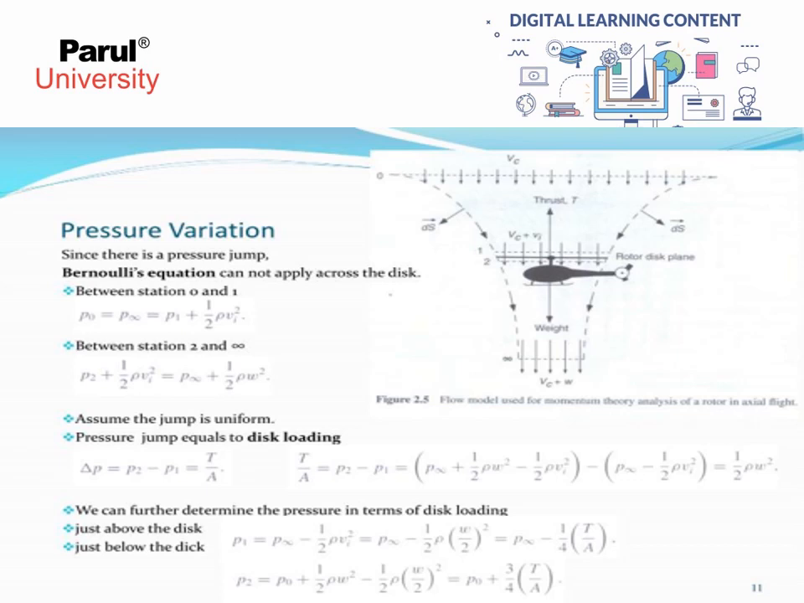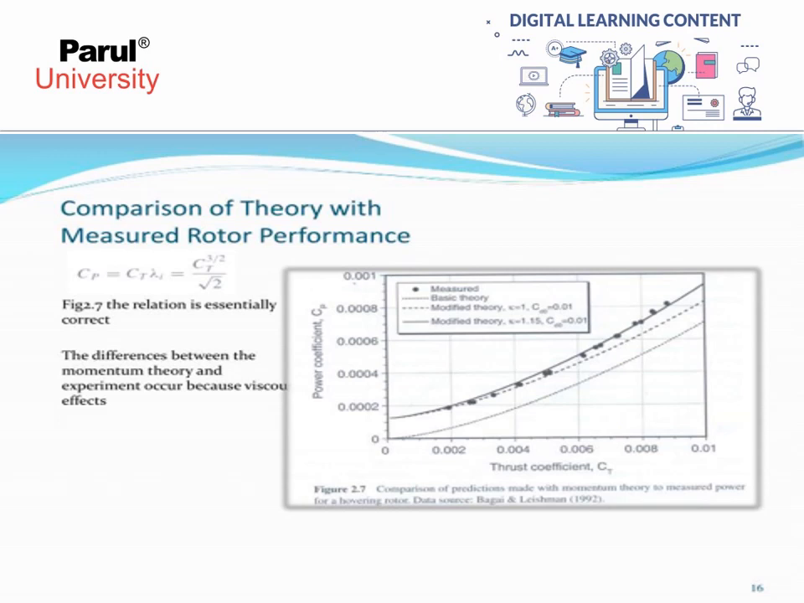Right? Okay. Now, next thing is comparison of theory with measured rotor performance. This is nothing but Cp is equal to Ct into lambda i is equal to Ct to the power 3 by 2 upon root 2. In figure 2.7, the relation is essentially correct. The differences between the momentum theory and experiment occur because of viscous effects.